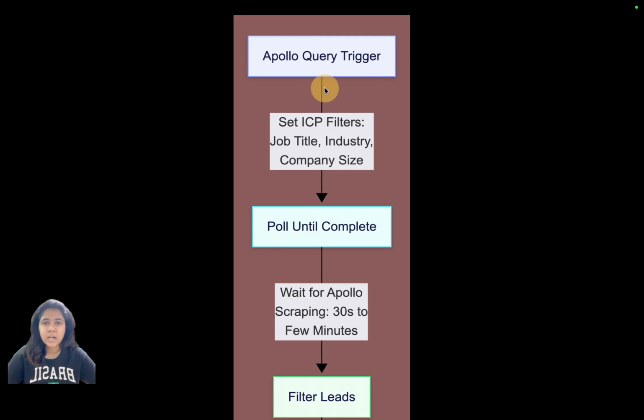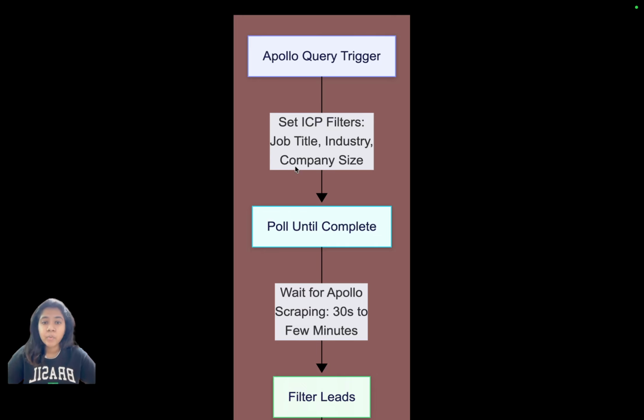Step 1 is Apollo query trigger. You start by telling Apollo who you want to reach, job title, industry, company size, geography. For a doctor founder, that might be chief medical officers at health tech companies, 50 to 500 employees, US based. Apollo goes and finds those people and returns a raw list. This is your ICP, your ideal customer profile, turned into actual humans with names and contact info.